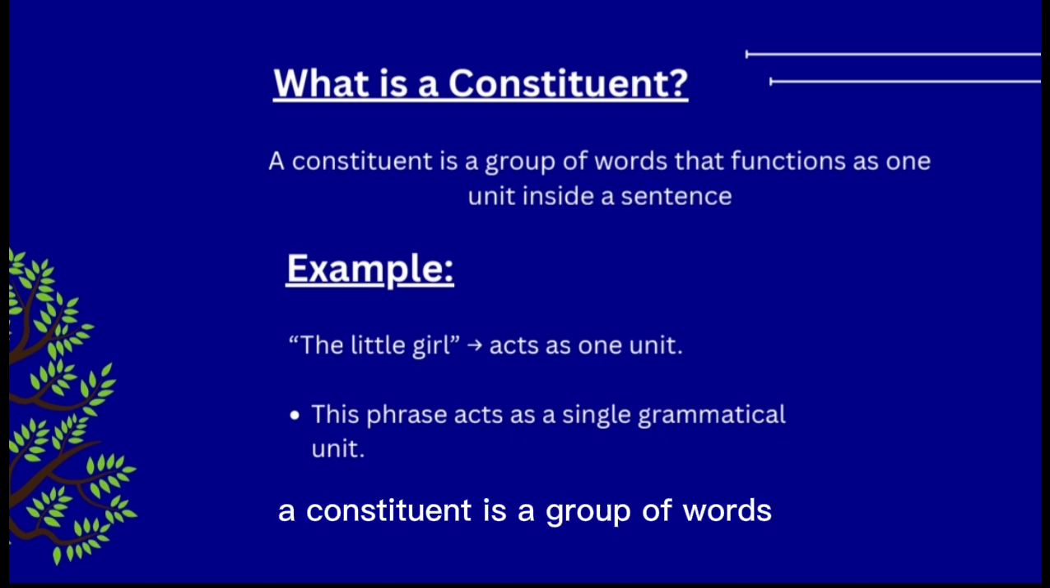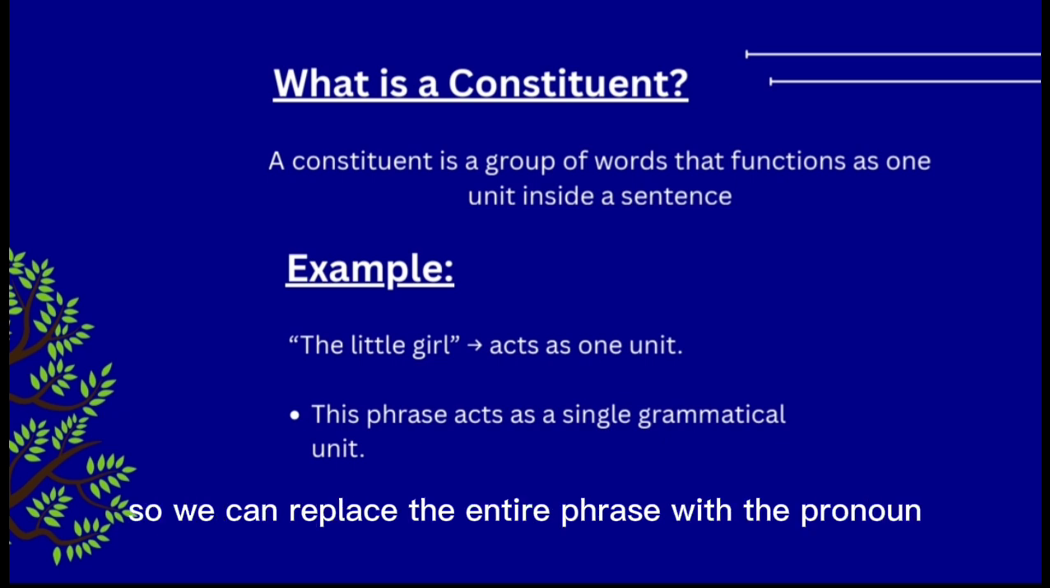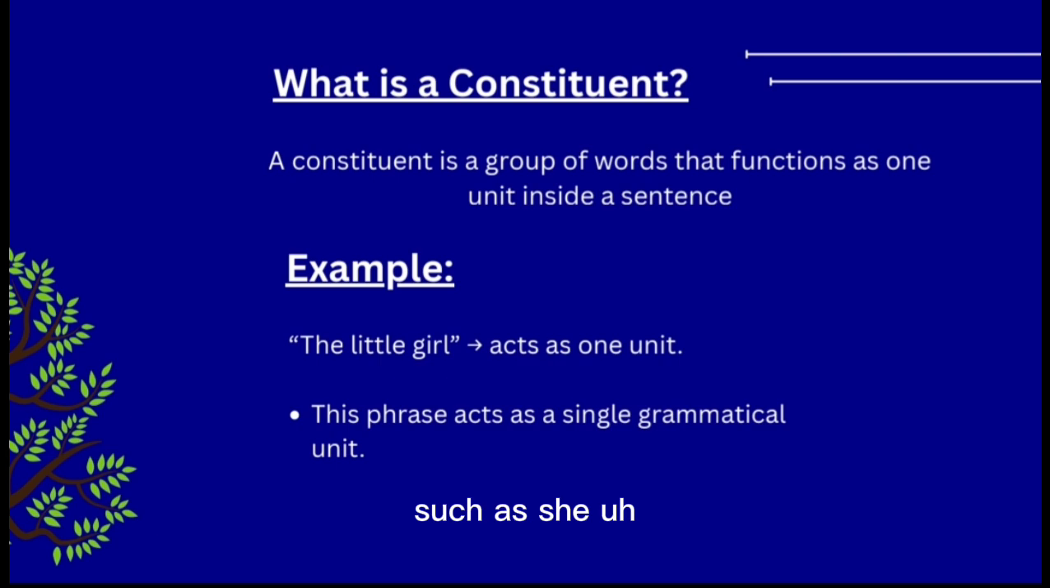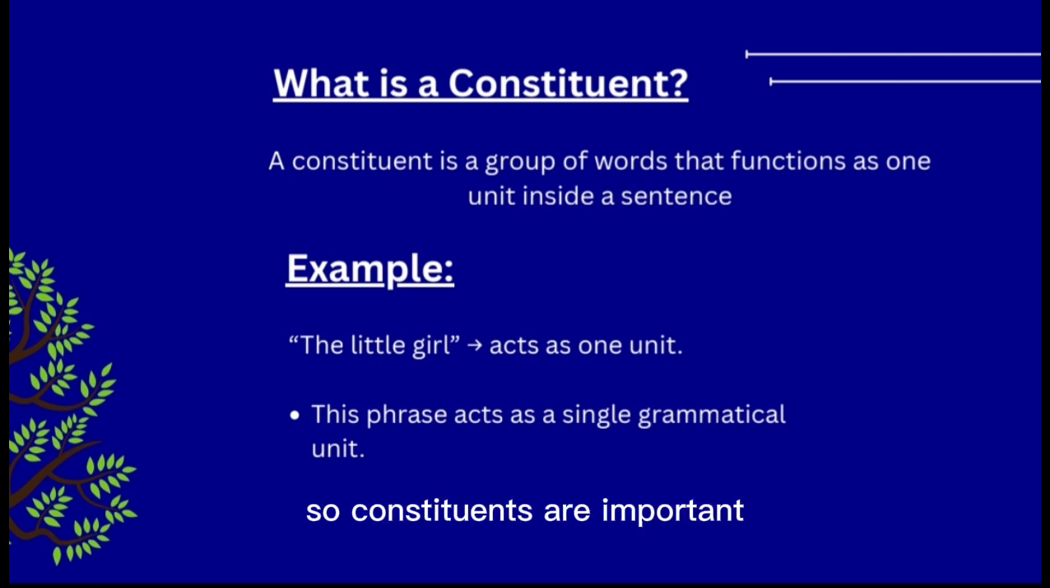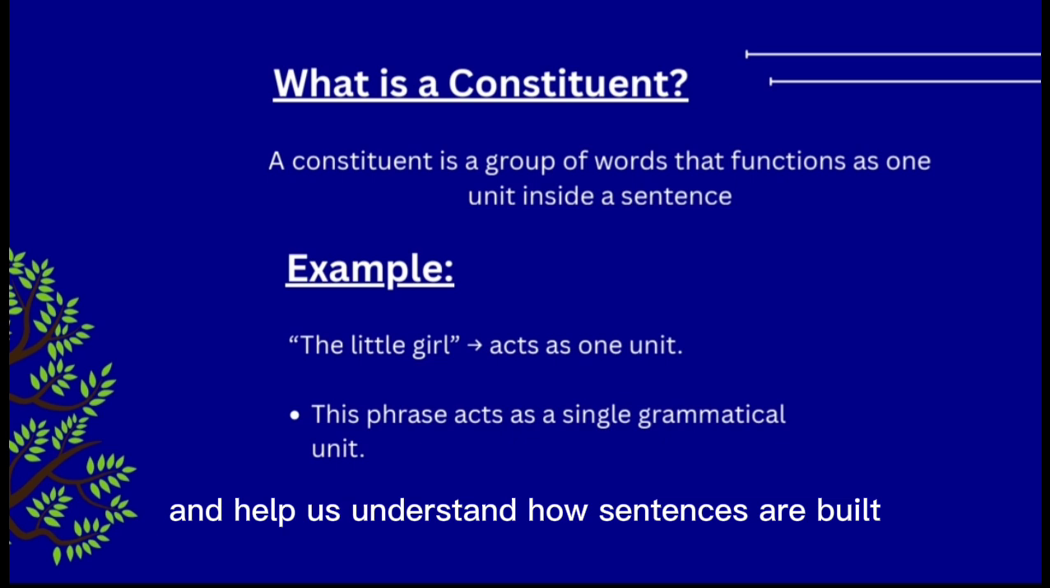A constituent is a group of words that functions as a single unit within a sentence. Linguists use constituents to identify which words belong together, like in the phrase the little girl. The words do not function separately; instead, they work together as one unit. So, we can replace the entire phrase with a pronoun such as she, which shows that it behaves as a constituent. So, constituents are important because they reveal the hidden organization of language and help us understand how sentences are built.